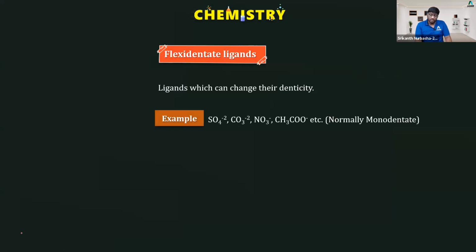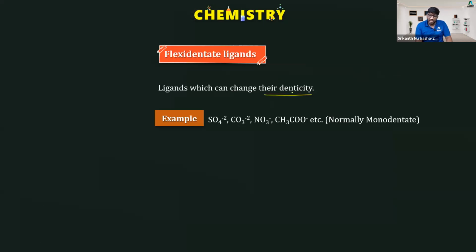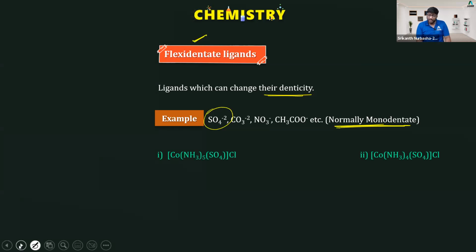This is what I am talking about. Flexidentate ligands: ligands which can change their denticity are said to be flexidentate. Example, sulfate, I have given earlier. Similarly, CO3 2 minus, NO3 minus, CH3COO minus. They are normally monodentate only. But in some other complexes, they also have the tendency to act as bidentate.